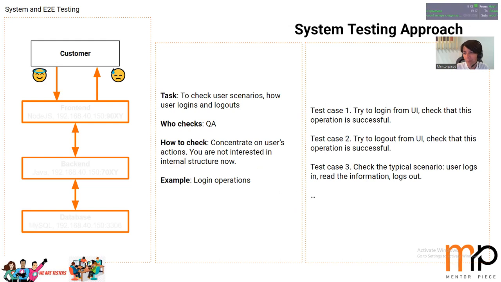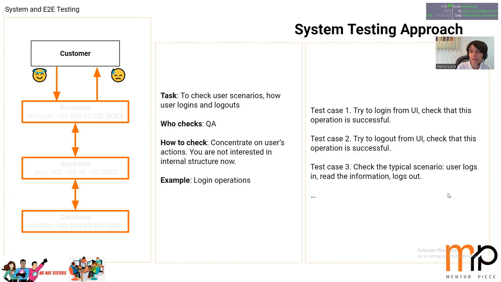Because we should remember that, yes, we are very familiar with the application, with the structure, with the layers, with the tiers, and with all that stuff, but we should check the application from the user's point of view as well, because we are not developers, we are testers, and this user's point of view should be kept in our mind. And when everything is tested, we go to the next level of the pyramid, to the system testing approach.